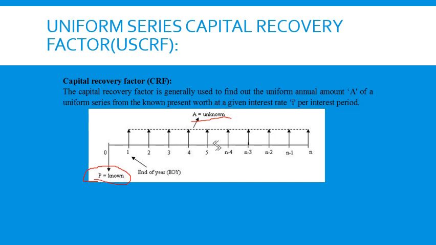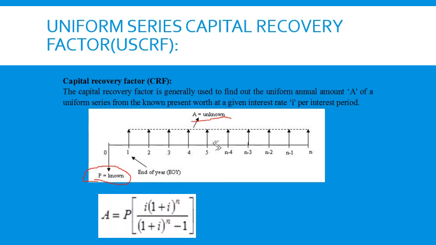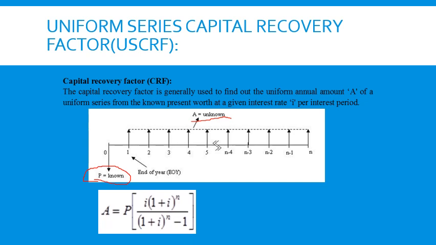We can use the same derivation, and finally we shall convert A is equal to P into 1 multiplied by 1 plus I to the power of n, whole thing divided by 1 plus I to the power of n minus 1. This bracketed factor is termed as uniform series capital recovery factor. How much capital is being recovered every period, that is termed as uniform series capital recovery factor.